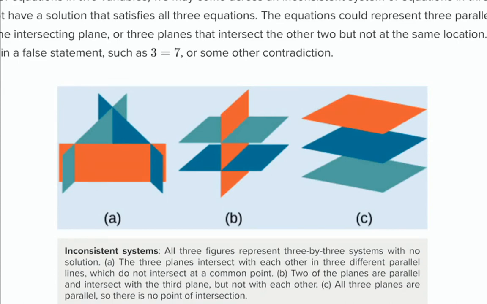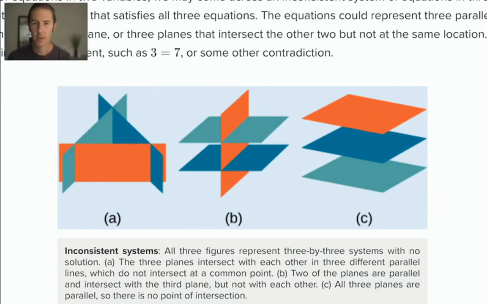In the middle, there are 2 horizontal planes. One of them is kind of teal colored, one of them is a bit darker blue. Those two are parallel to each other, so they never touch. And then there's this orange one that's kind of slicing vertically through them. And then on the right, option C is obviously a stack of three planes where none of those three meet at all ever.